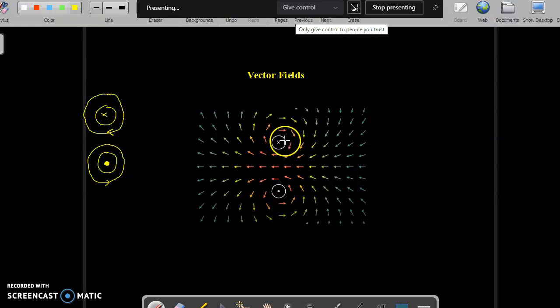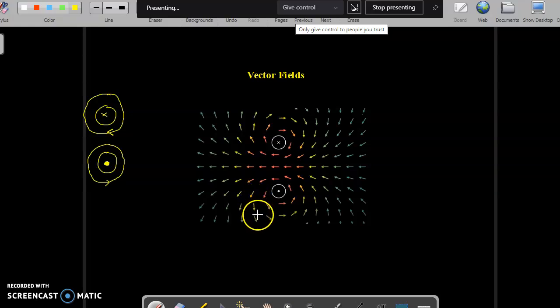Now you can see that here it is very clear that it is a cross. That means the current is moving into the screen. The direction of lines of force is clockwise. Whereas here you can see that it is a dot. A dot represents the current coming out from the screen. So if you apply the right hand rule, then the direction of the lines of force is anti-clockwise.